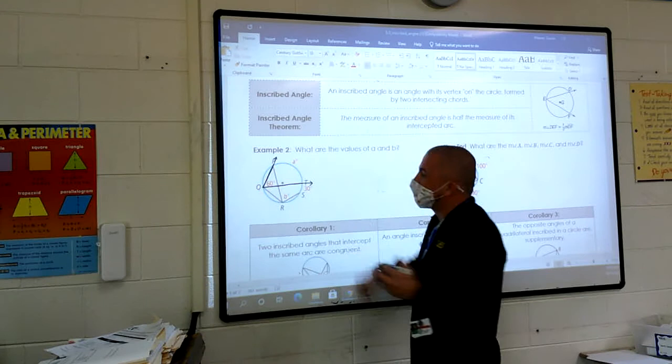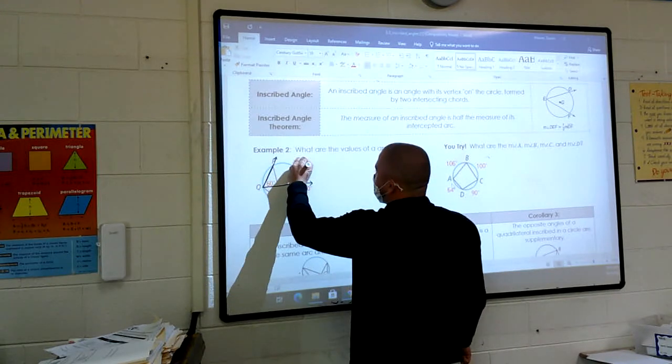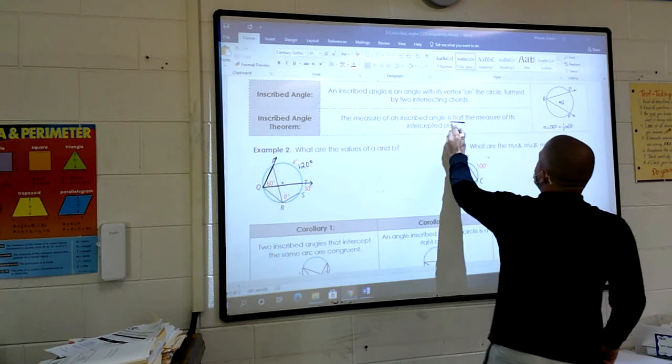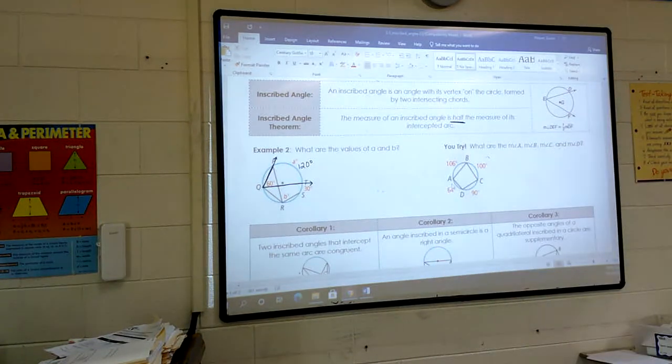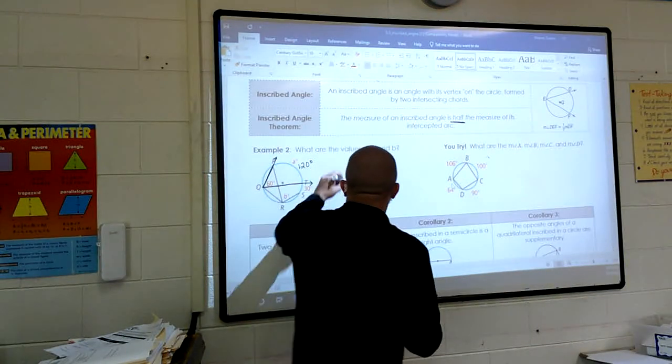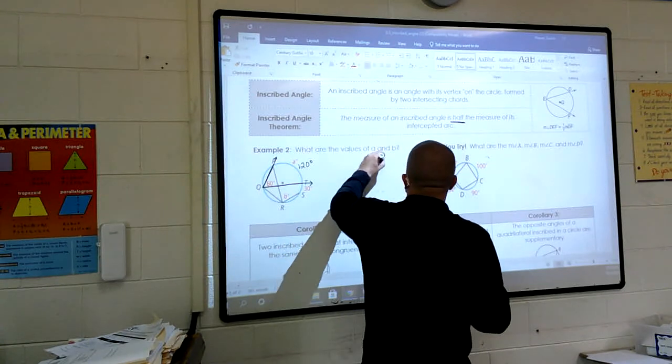120. Yeah, because the angle is half of the intercepted arc. So if we know that angle is 60, we know that the entire arc there is 120. Now we're going to piece together. So that's A. So A is 120 degrees.